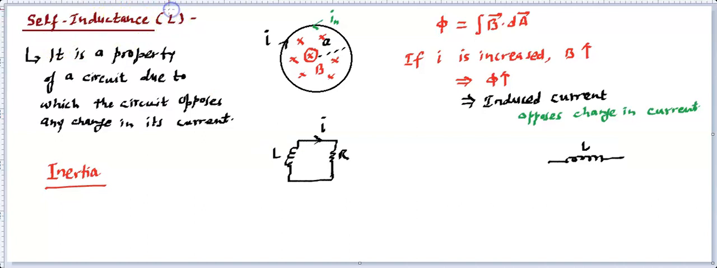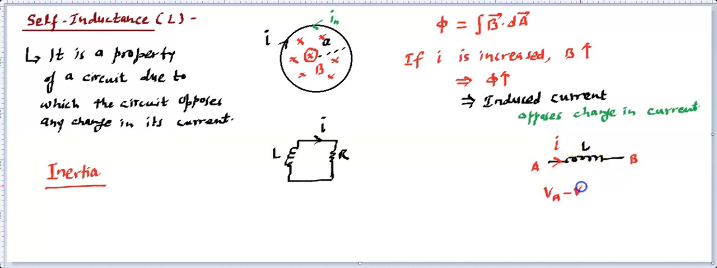So L indicates that inbuilt property, the property of a circuit. Exactly similar to how you remember I, moment of inertia, represents rotational inertia, or mass represents translational inertia. Similarly, L represents the self-inductance of any circuit. And the symbol for self-inductance, this inductor, is this. It's like a spring. If this current I is running over here, passing through this, you can write one terminal as A and the other as B. So there's going to be a potential difference across A and B.